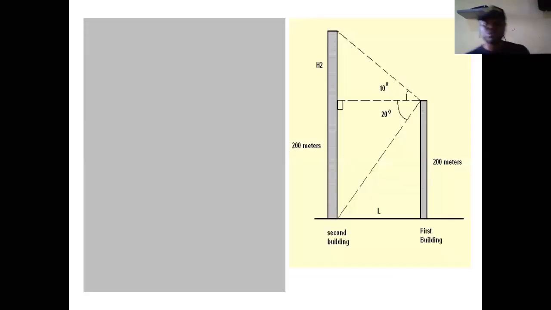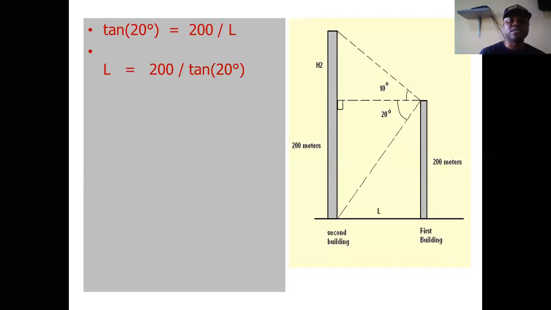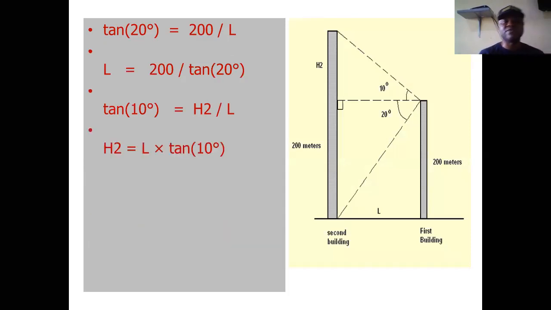So once again, here is the diagram. Let's start. Like I said, tan 20 equals 200 over L. And here you get your L to be 200 divided by tan 20. Remember, I said that L is also the same in the second diagram. So tan 10 equals H2 over L. Then you cross multiply, and you have H2 equal to L times tan 10 degrees. This is another short method of doing that.